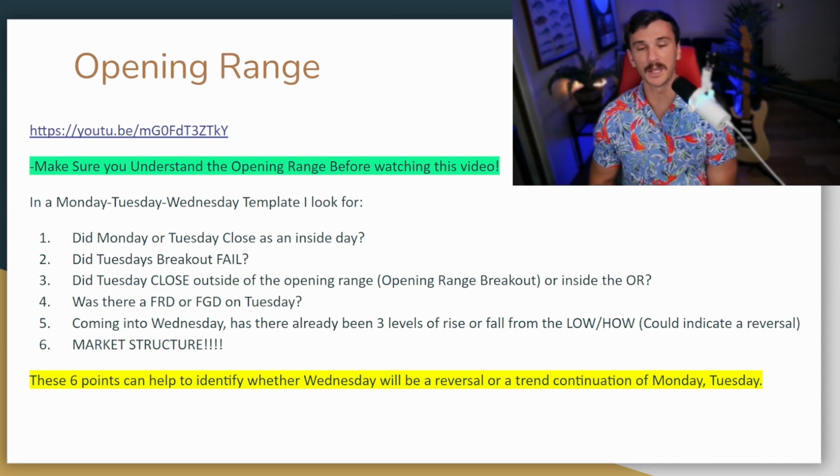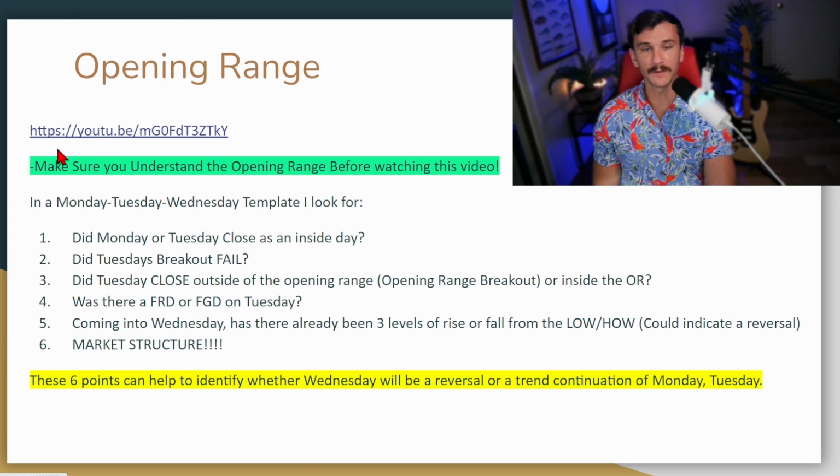because at the end of the day, Monday is a high and a low. The range from Monday is a high and a low, and the rest of the week can early on be dictated just by Monday and Tuesday's price action.